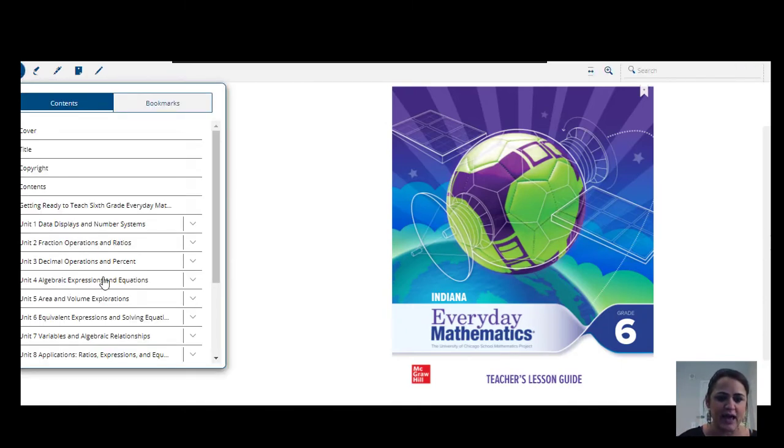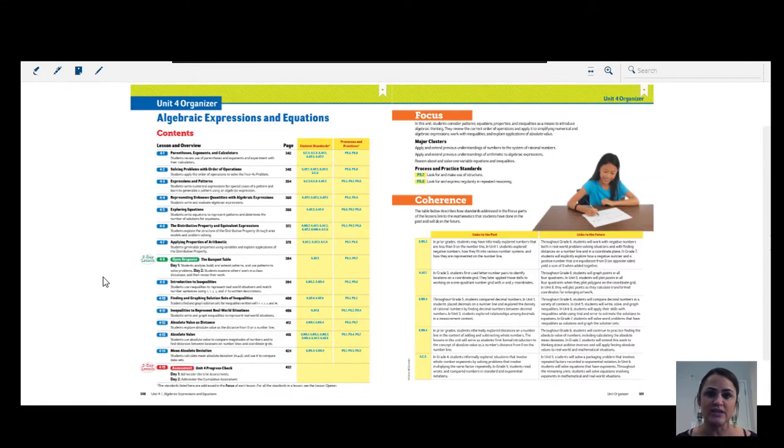We're going to look at 6th grade, Unit 4 on algebraic expressions. And notice this double page spread. It's going to give you the flow of your unit, which is about 1 month. You'll be able to see all of your Indiana academic standards. Over on the right, it gives you the major work and focus for the specific unit, as well as where you've been in the math and where you're headed.